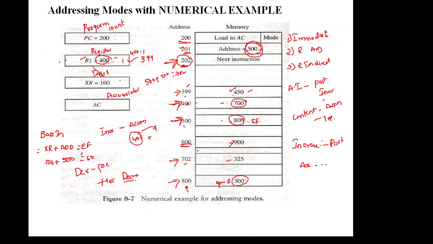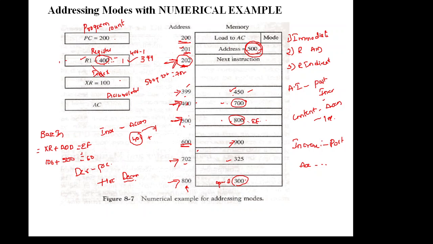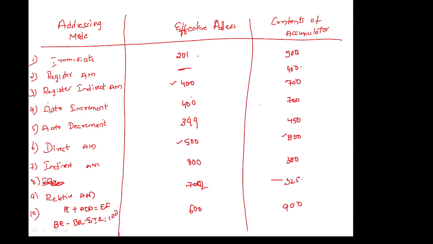And next one is indirect addressing mode. In this indirect addressing mode, the direct 500 gives us 800. Indirect addressing means this 800 will be the effective address. When we have gone to this 800, we will get the content of the accumulator. So 800 will be the effective address and 300 will be the contents of the accumulator.